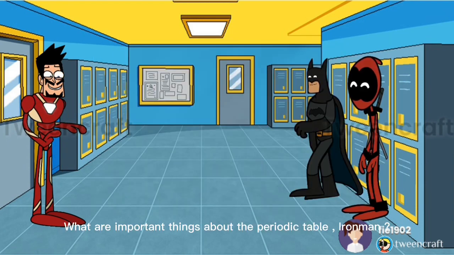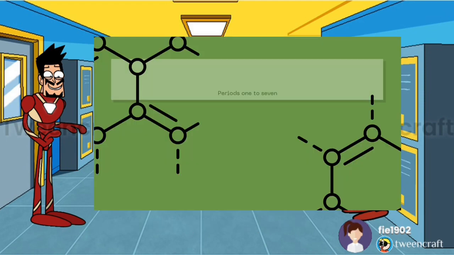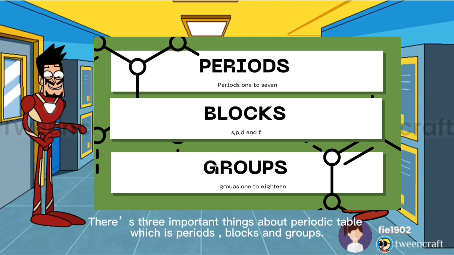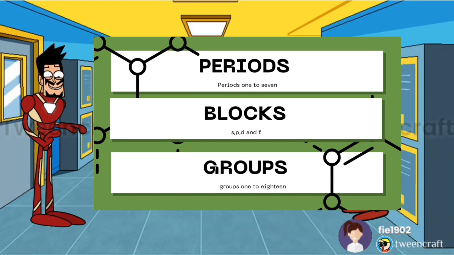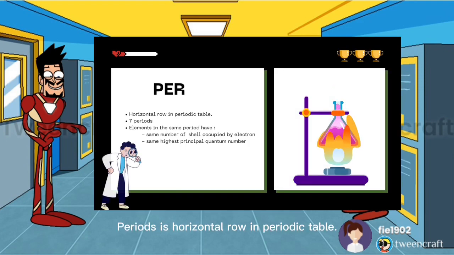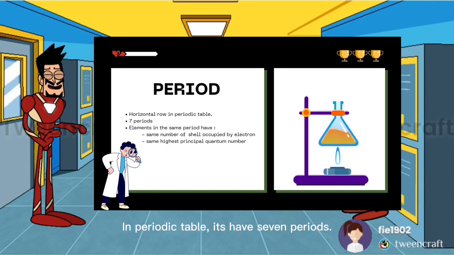What are the important things about the periodic table, Ironman? There are 3 important things about the periodic table, which are periods, blocks, and groups. Periods are horizontal rows in the periodic table. In the periodic table, there are 7 periods.